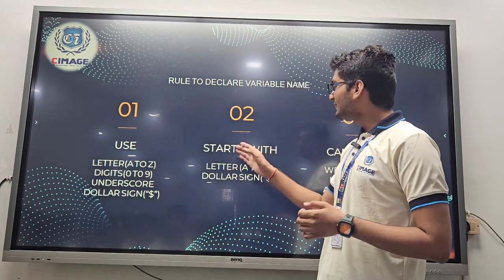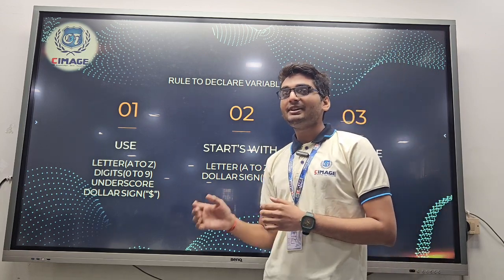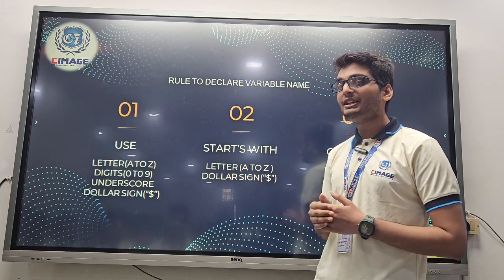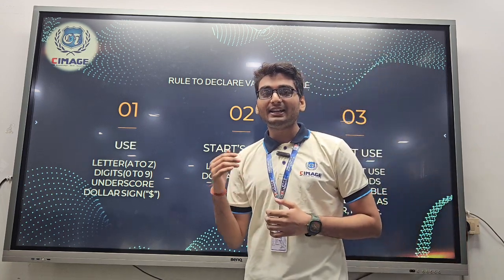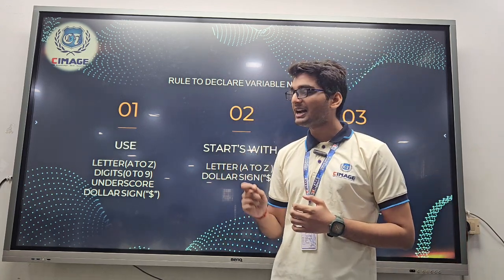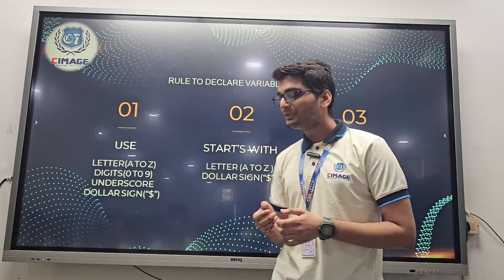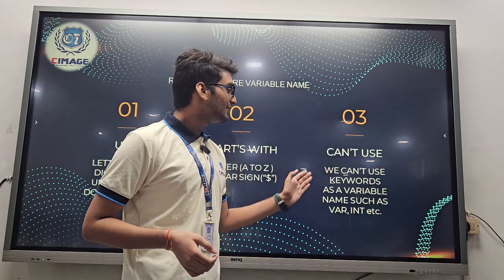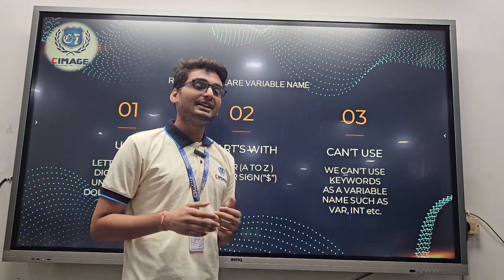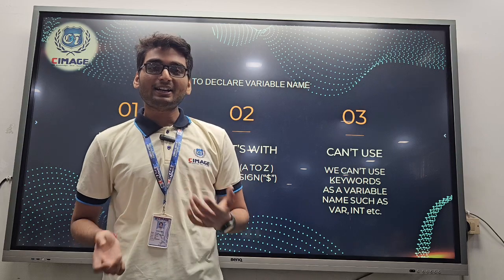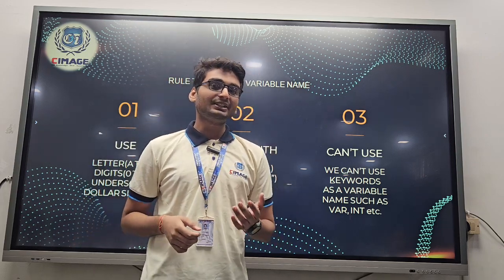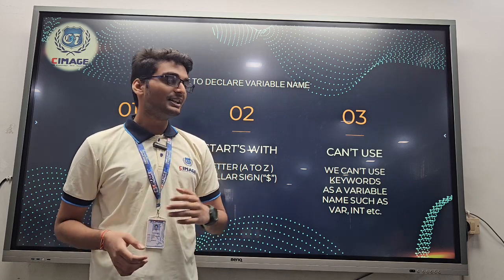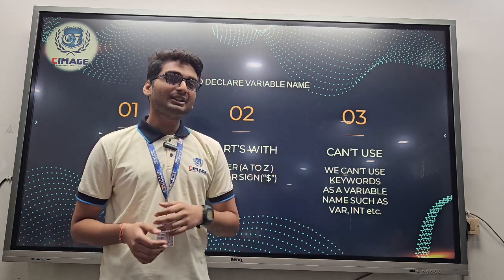How can we start a variable name? A variable name must start with a letter A to Z, or the underscore or dollar sign. If we are writing any variable name, then it must start by following this rule. The last rule says that we can't use any reserved keyword in our variable. In JavaScript, as we all know, there are many reserved keywords which are used by functions to perform specific tasks. So those keywords we can't use as a variable name.